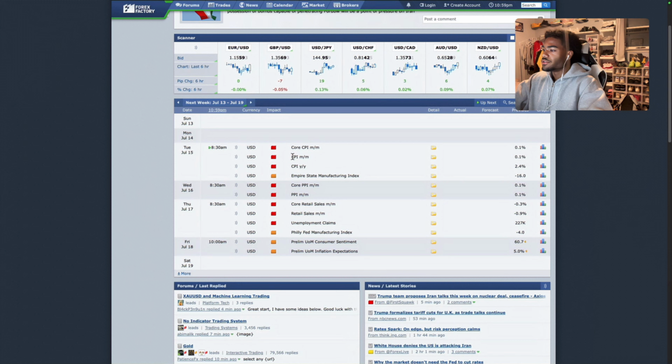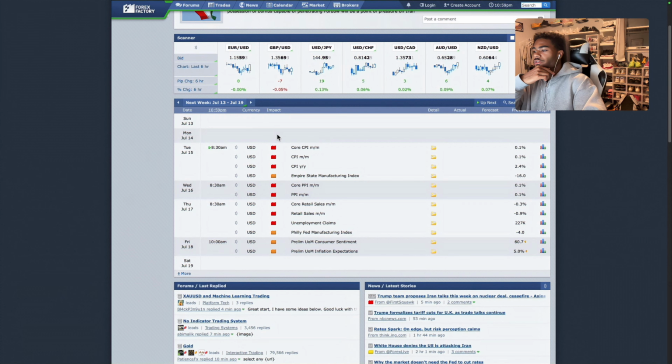We have CPI on Tuesday, CPI on Wednesday, and PPI. And then we have core retail sales on Thursday. Now, Friday is not red folder, but going into this week, I will likely be looking to apply risk all of these days, Tuesday, Wednesday, Thursday. Specifically Monday and Friday, we are going to be de-risked for sure.